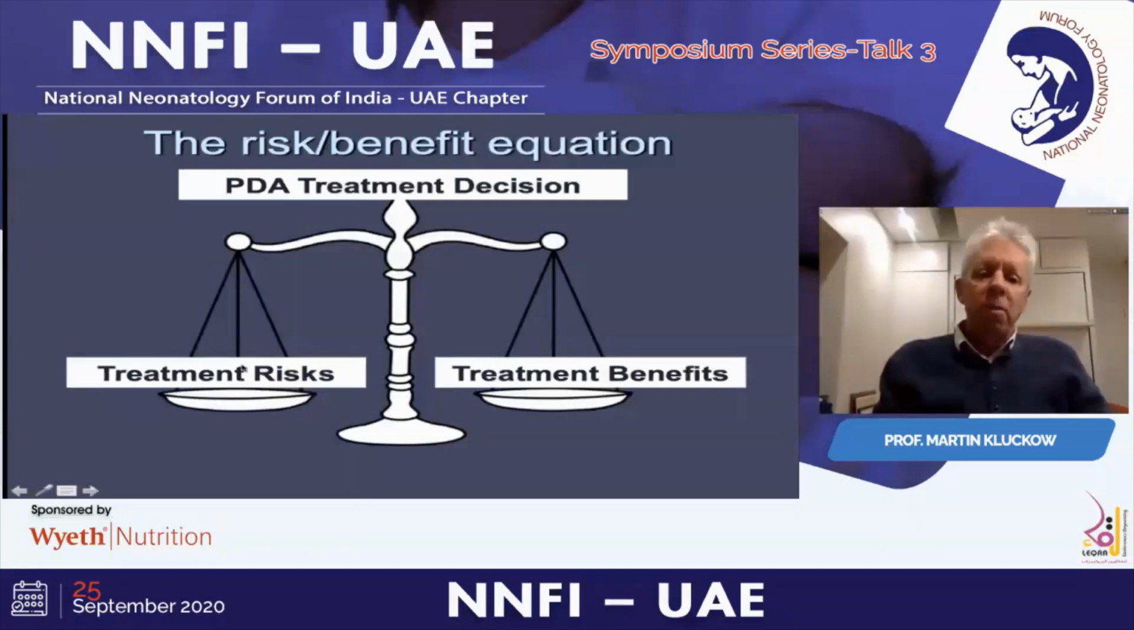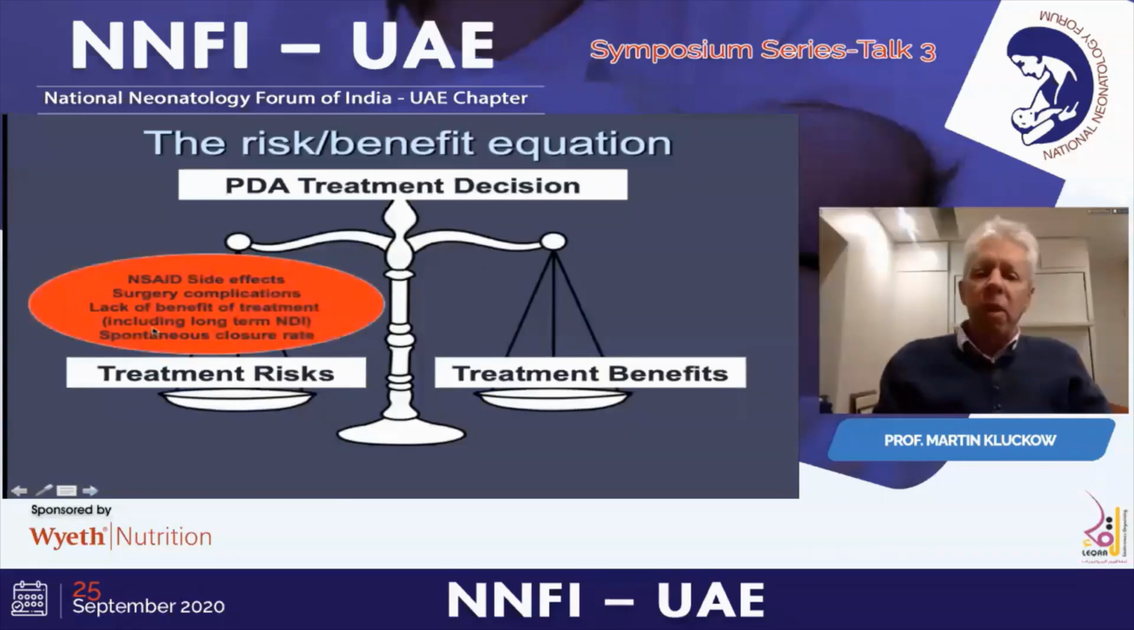So the treatment decision is a balance between the treatment risks and the treatment benefits, and these will differ in individual patients. The risks that we perceive, the benefits that we perceive will differ. On the risk side, we might be considering things such as the side effects of non-steroidal anti-inflammatories, the complications of PDA ligation surgery, which are real and concerning, the lack of benefit of treatment, as illustrated in those meta-analyses, including the lack of effect on long-term neurodevelopment. And then in behind here is the concern that there is a significant spontaneous closure rate, particularly in older babies. Should we be exposing them to risk when the duct may well close anyway?